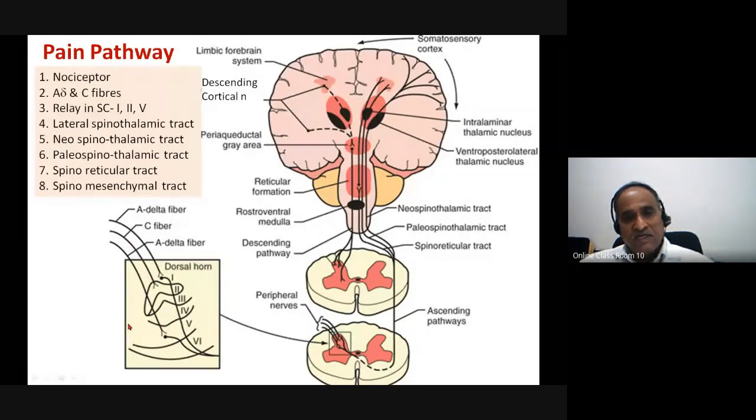They come to the spinal cord. This is the spinal cord here, and the laminae 1, 2, and 5. Then they relay there, and the projecting neuron, here is the projecting neuron in lamina 5, would cross to the opposite side and ascend as the lateral spinothalamic tract.